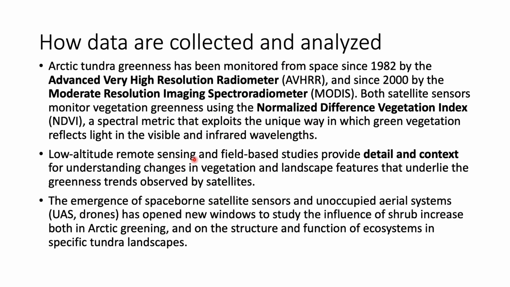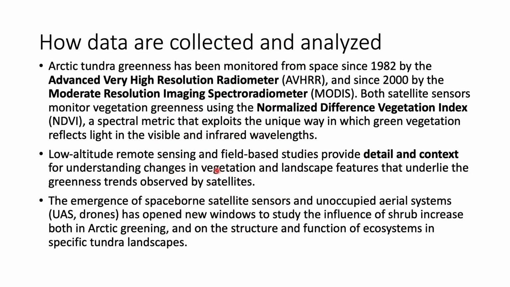The low altitude remote sensing and field-based studies provide detail and context for understanding changes in the vegetation and landscape features that underlie the greenness trend observed by satellites. So monitoring only from the satellite, that is from a very far height in the atmosphere, does not actually show the ground reality. So people also carry out ground-based and field studies to cross-verify and confirm whether what the satellite data is giving is accurate or not.